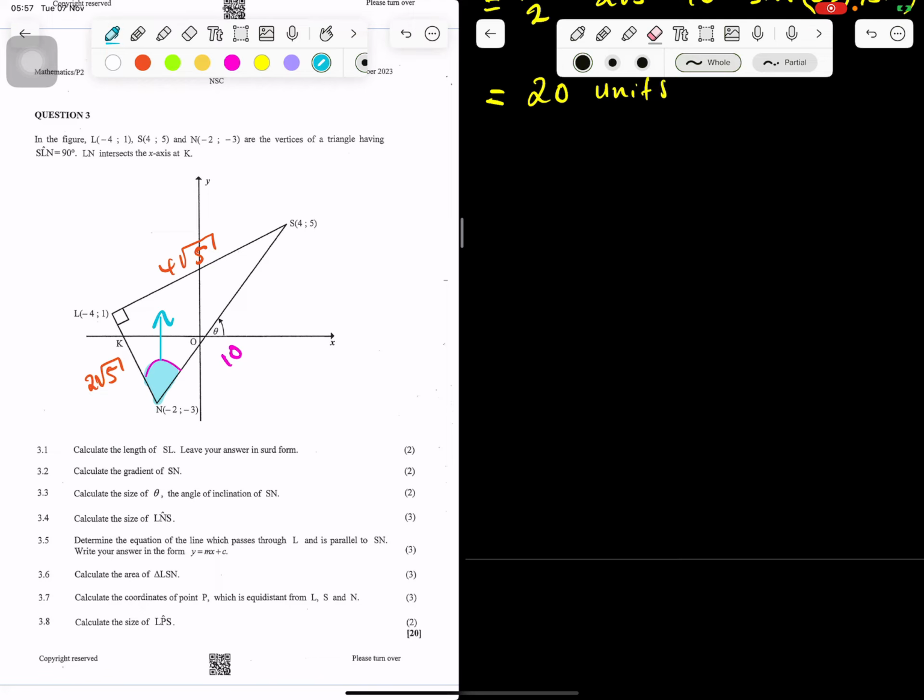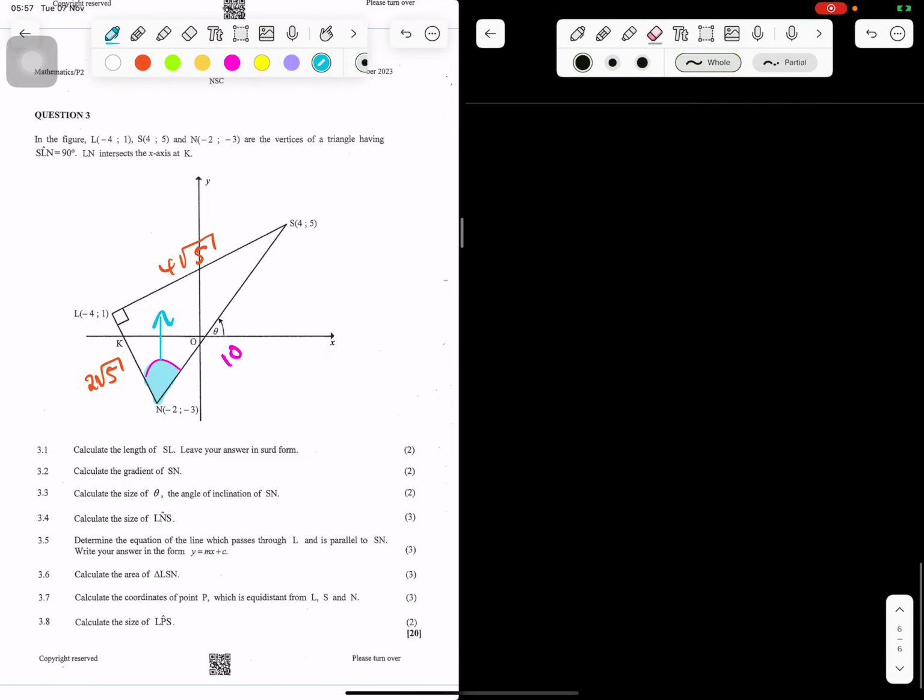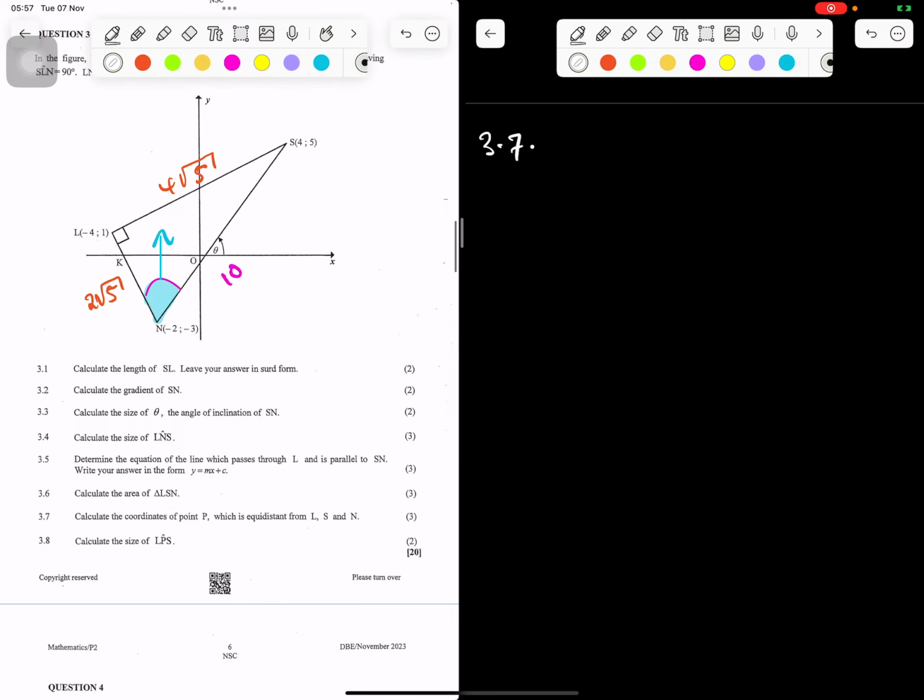Now 3.7, I think I must start from a new page because that was the request from different schools. So 3.7, they say that calculate the coordinates of P, which is equidistant from the points L, S, and N. You know, I had 5 ways to do this problem.